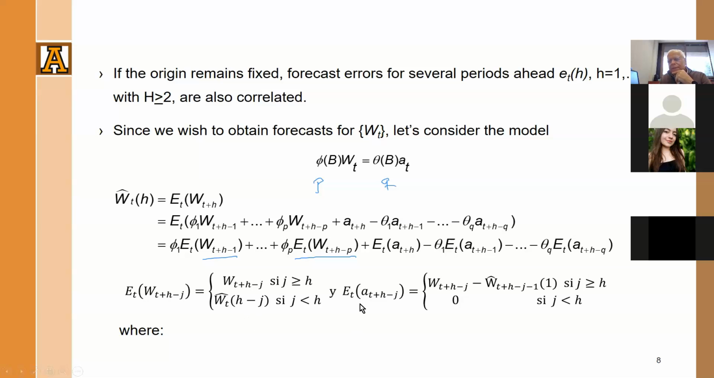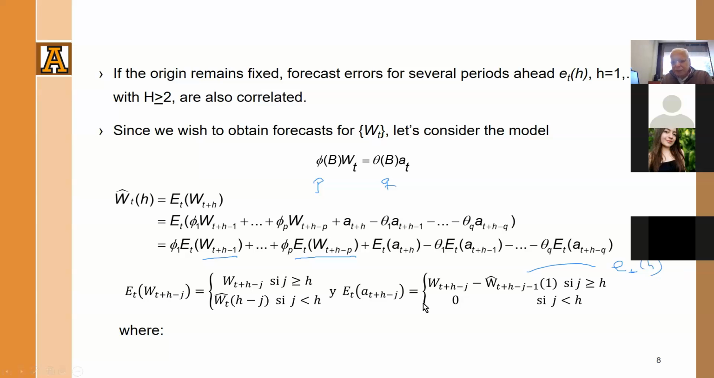And for the ATs, again, for the past, it'll be the values in the past. The values of the ATs in the past are the errors that the model gave us when estimating a past observation. We know what the past observation was, so we know the WT plus h, and we subtract what would have been its optimal forecast, and that will be the error. This is the same thing as the error h periods ahead.